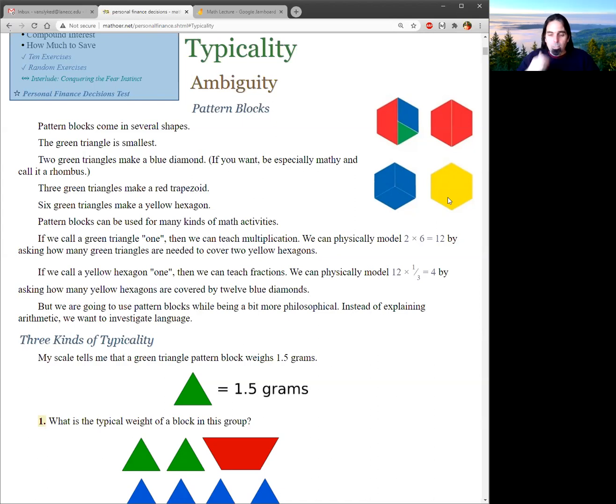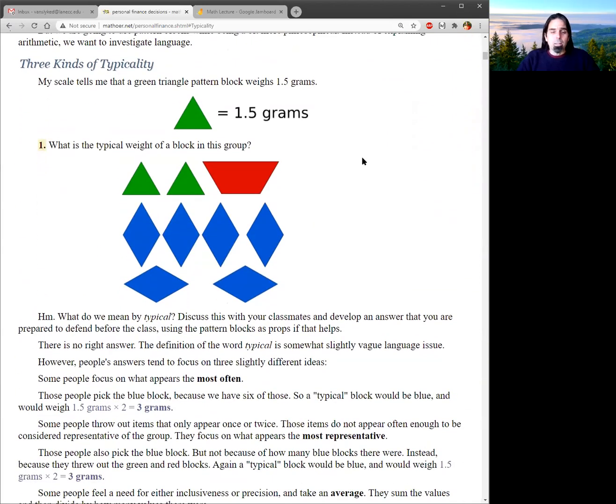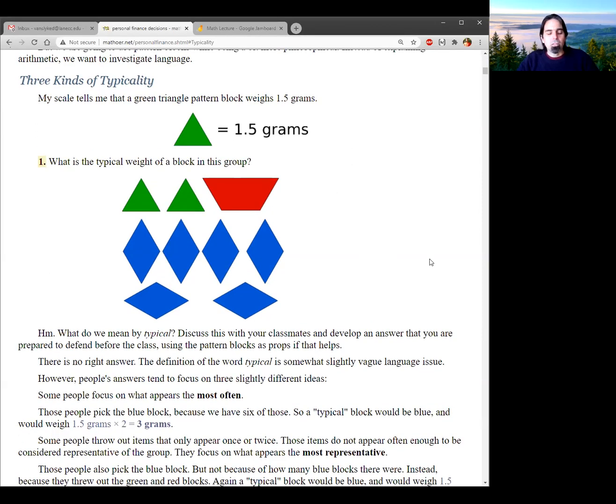And they're useful in elementary school to measure things like multiplication and division and things like that. They can also be used to talk about fractions. So anyway, we're just using them to talk about typicality. If I weigh 1 green triangle, then it weighs 1.5 grams. So what does it mean to say that this group of blocks has a typical weight? What would your suggestion for a typical weight of a block in that group be?